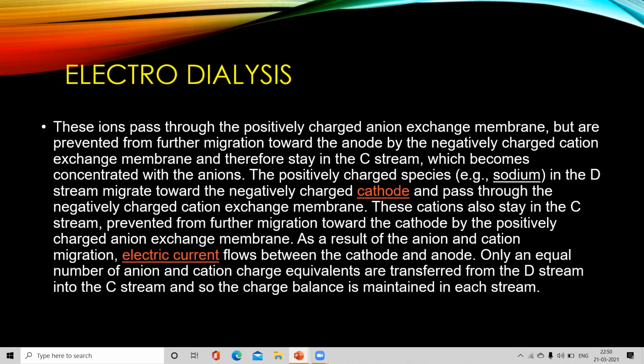anions. The positively charged species in the dilute stream migrate towards the negatively charged cathode and pass through the negatively charged cation exchange membrane. These cations also stay in the concentrate stream, prevented from further migration towards the cathode by the positively charged anion exchange membrane. As a result of anion and cation migration, electrical current flows between the cathode and anode. Only equal numbers of anion and cation exchange equivalents are transferred from the dilute stream into the concentrate stream, and charge balance is maintained, so each stream is equal.